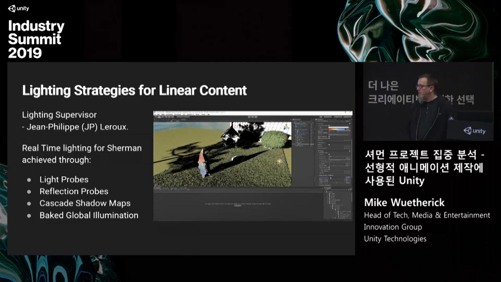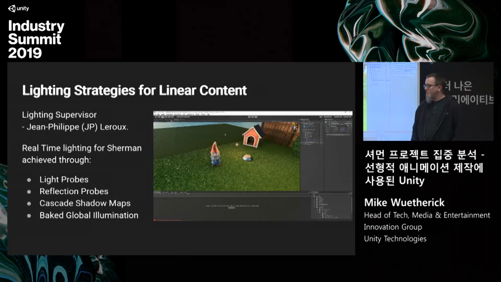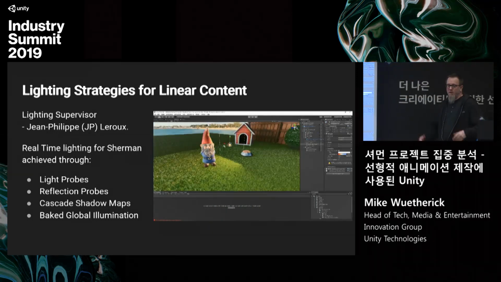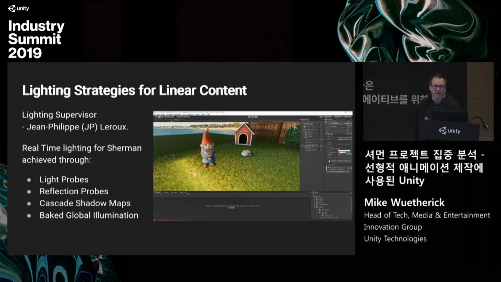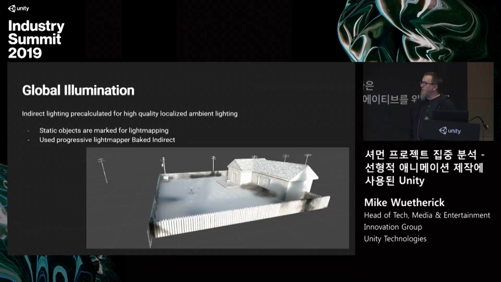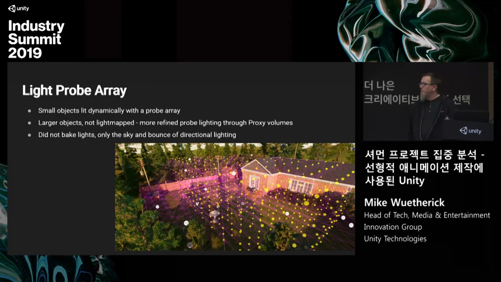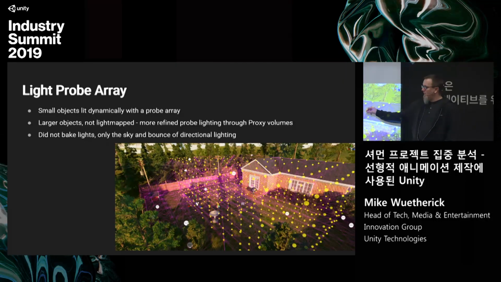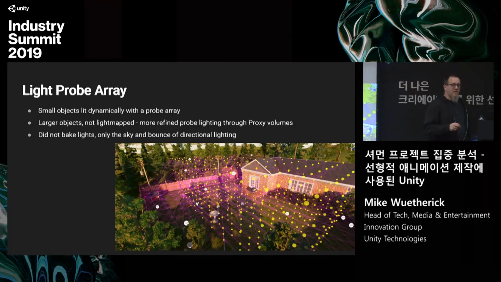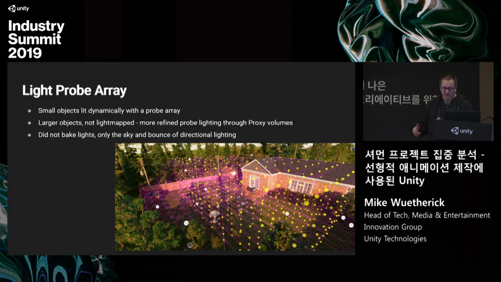Here are a few of the techniques: light probes, reflection probes, cascade shadow maps. Essentially all of the lighting ends up being real time. Global illumination was used for the overall world lighting. And then we use a technique called light probes, which samples the light at all of these yellow dot positions. And then dynamic objects like the characters will reflect or represent the lighting properly.